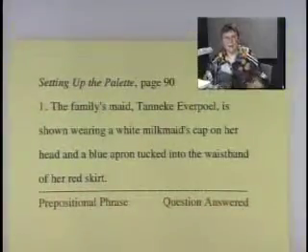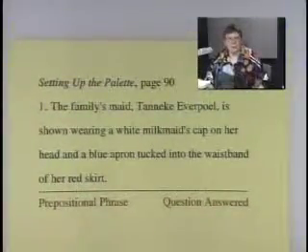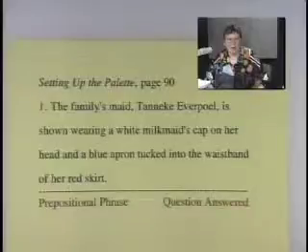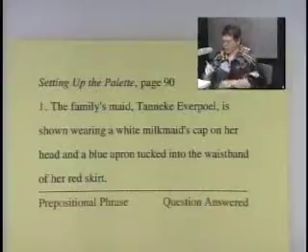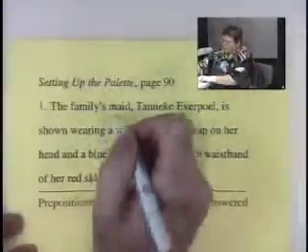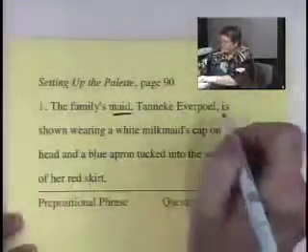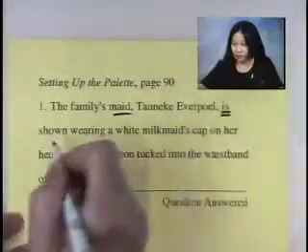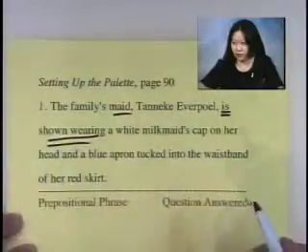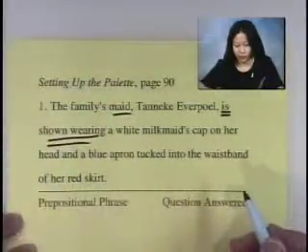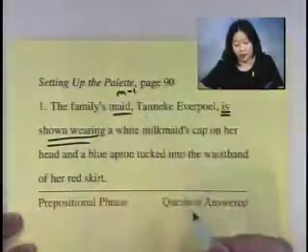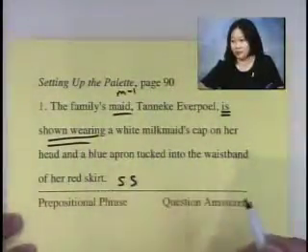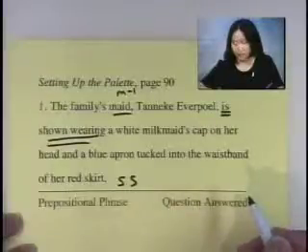The family's maid, Tanneke Everpole, is shown wearing a white milkmaid's cap on her head and a blue apron tucked into the waistband of her red skirt. Maritza, what did you say the subject was here? Maid. And what about the verb? Is shown wearing. Is shown, you can pick up that half verb if it's directly attached to the main verb, that's fine. And what kind of a clause would it be? A main clause. And what kind of a sentence would it be? Simple sentence.